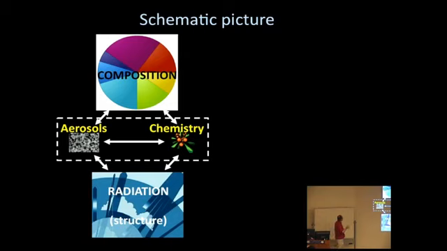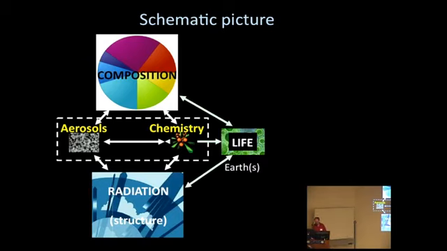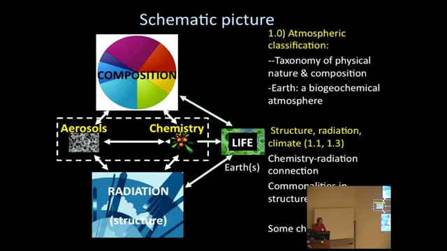So we have composition, and this sets the chemistry, also the kind of aerosols that may occur. They could be cloud particles, they could be haze particles, and this determines the radiation and structure and the climate of a planet. And life can interfere with these things.